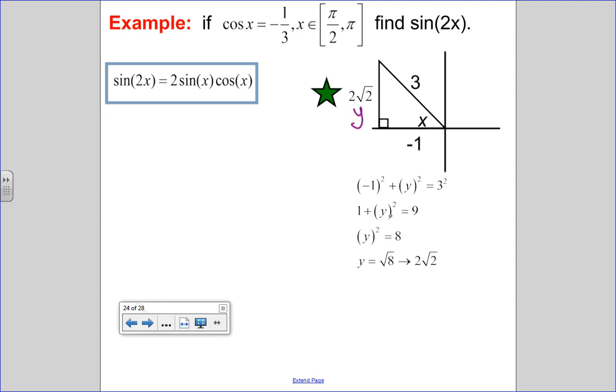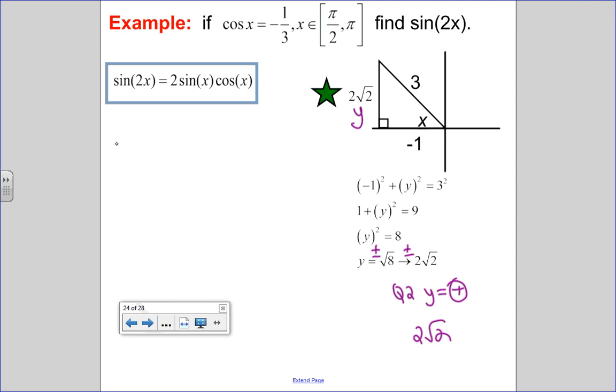So I get 1 plus y squared equals 9, subtract 1 from both sides, and I get y squared equals 8. So y is equal to, now it's really plus or minus, but because in quadrant 2 y is positive, that's why it's just the answer of 2 root 2. Had I made that question in quadrant 3, y would have been negative. But because it's in quadrant 2, y is positive.